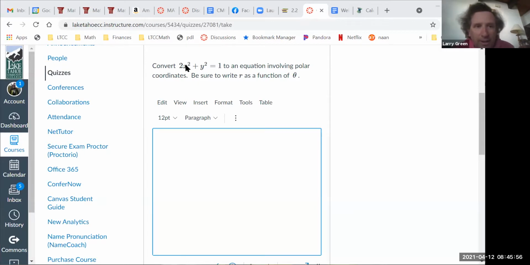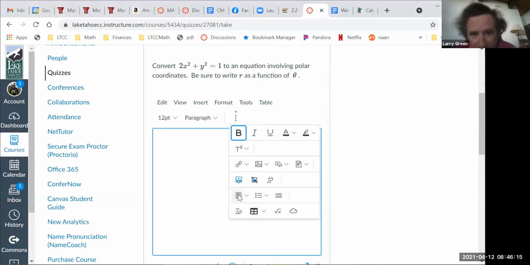Okay, so we want to convert 2x squared plus y squared equals 1 to an equation involving polar coordinates. And then be sure to write r as a function of theta. So I'm going to rewrite it in the equation mode because this is one of those where I think it helps to think about it as an equation and write it as an equation. So let's do that.